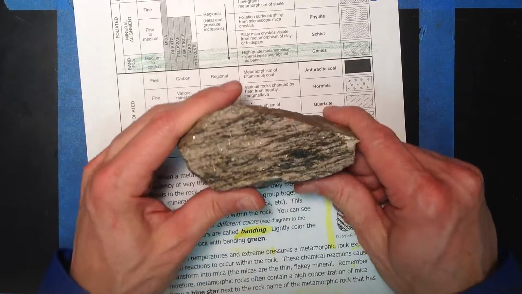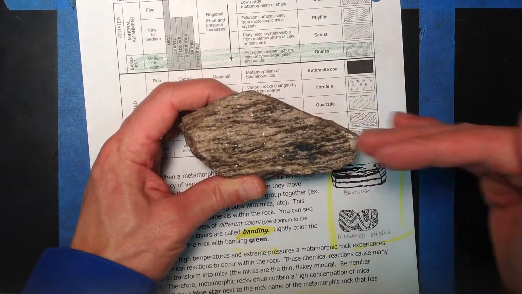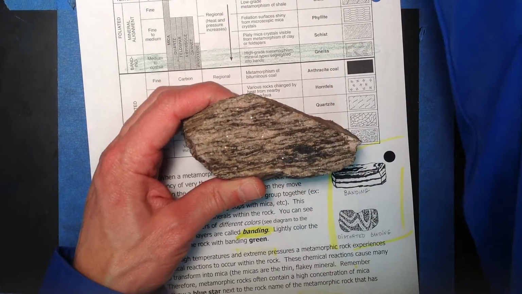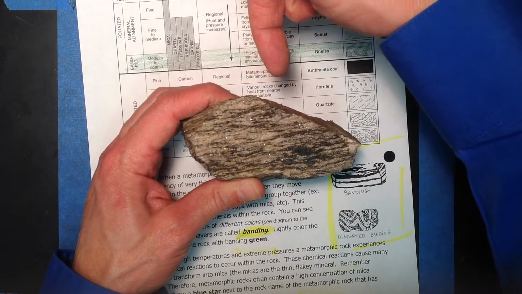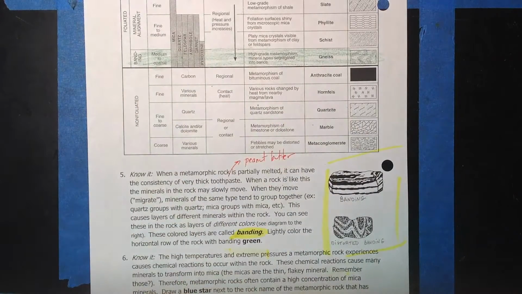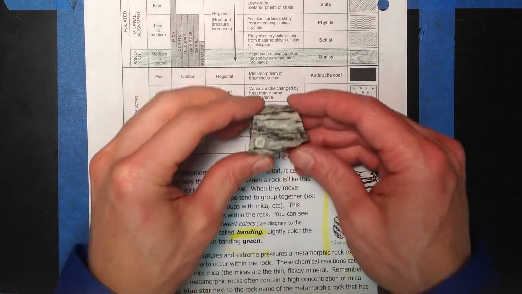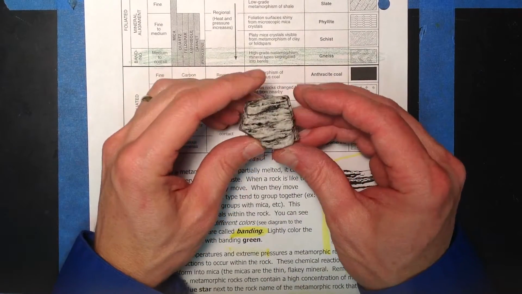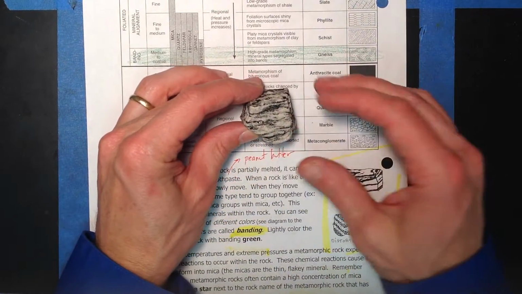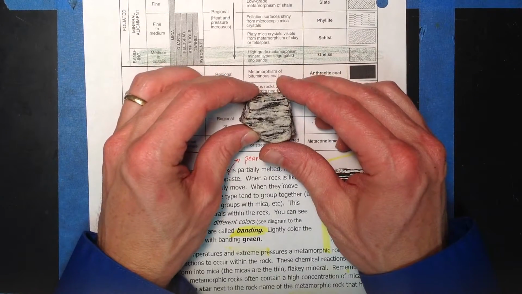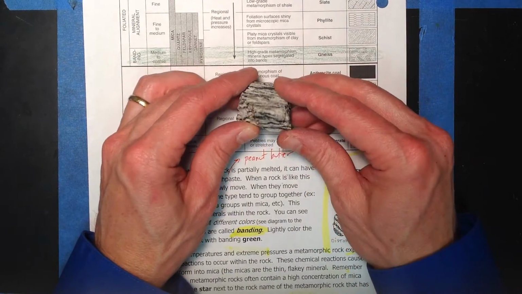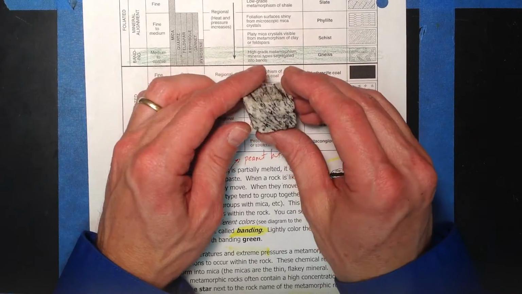You can see it here pretty well. All the banding goes like this. It means the pressure was coming down on it this way. So that's a pretty good example of banding. Let me get another example of banding. This one's pretty good. Yeah, this one is very clear. Look at this. You see those layers there. So this is where we say angular interlocking minerals that are in a pattern. This is the pattern, that banding striped pattern. Okay?